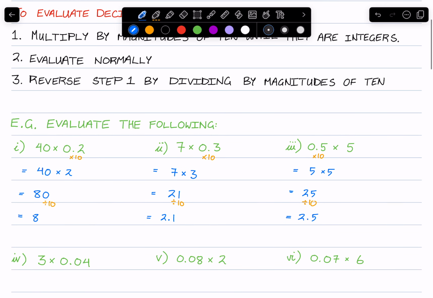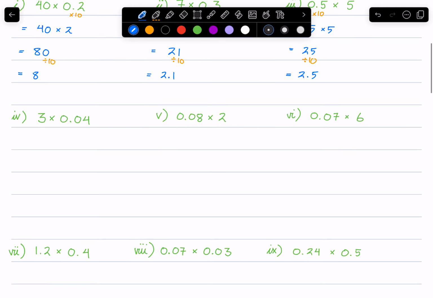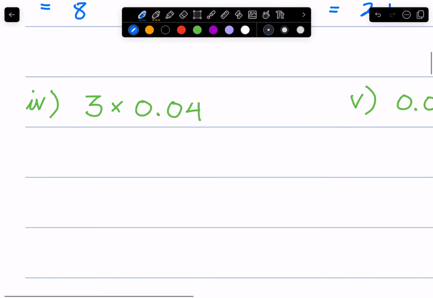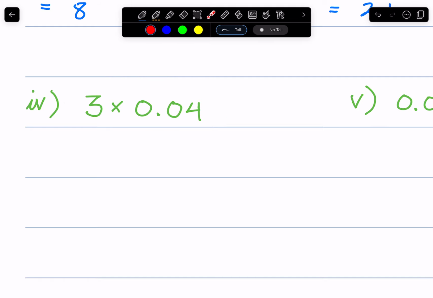Let's move on to the next set of examples here. All right, so let's keep going. Once again, we want to make all the numbers whole numbers. So since this has 2 decimal places, in order to move this decimal, multiplying by 10 would move this only 1 spot. So to move it 2 spots, we multiply it by 100.